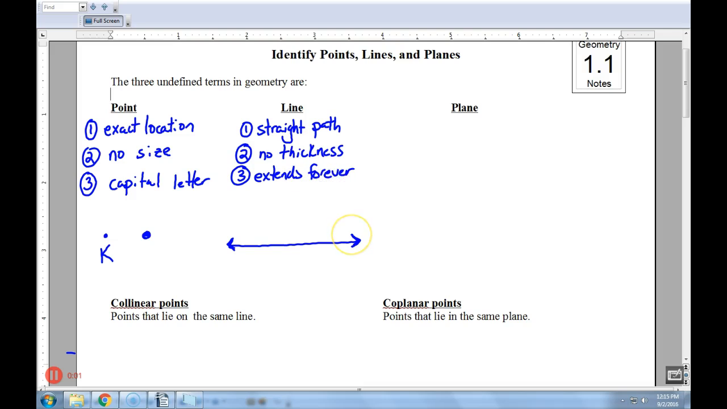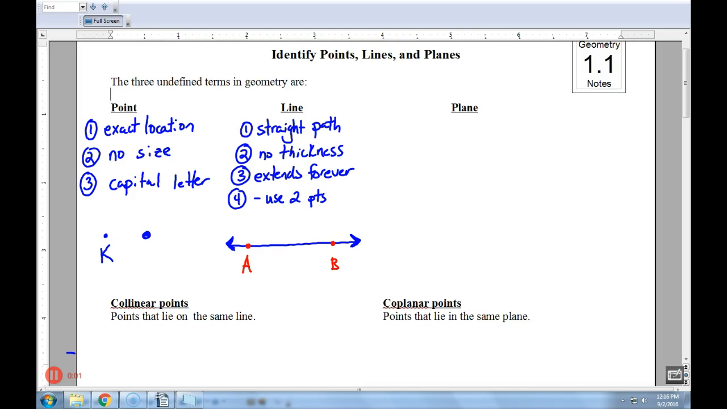And the key feature, the hard one to kind of get, is that it extends forever in both directions. So that's what these arrows right here signify. They signify that it goes on forever. So I can't measure this line because it goes to infinity both ways. Now, how we name that, there's a couple different options. Option number one is we're going to use 2 points. So I'm going to put a point right there and call that A. I'm going to put a point right here and call it B. And that's one way to name a line.